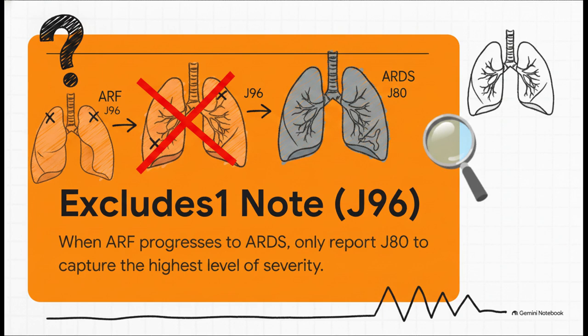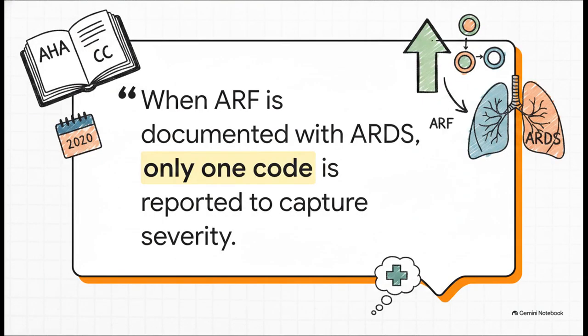Well, trick question, you actually don't report both. Thanks to a really strict Excludes1 note under category J96, when acute hypoxic respiratory failure progresses into full-blown ARDS, you only assign code J80. You cannot code these two together in this kind of progressive scenario. And this isn't just a guess. It's explicitly backed by the AHA Coding Clinic from the fourth quarter of 2020.